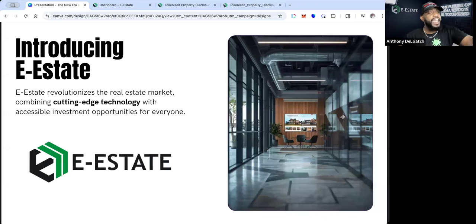I don't care about your race. I don't care how much money you have. I don't care about any of that. The door is open for you to participate. And the company that's making this happen is eEstate.